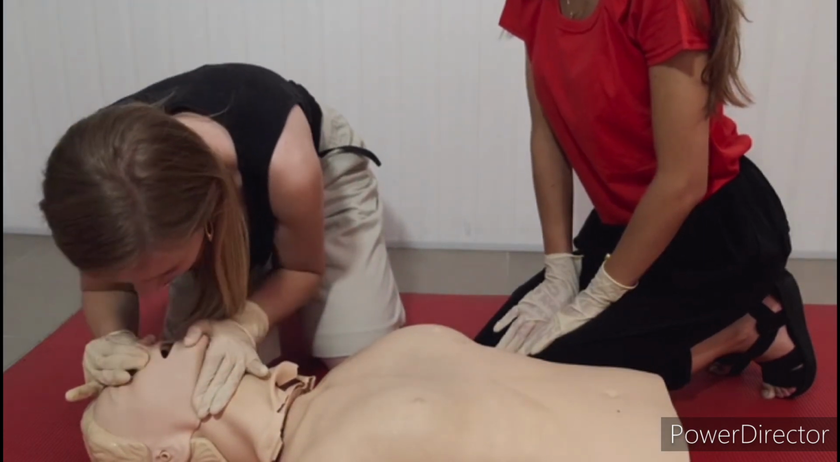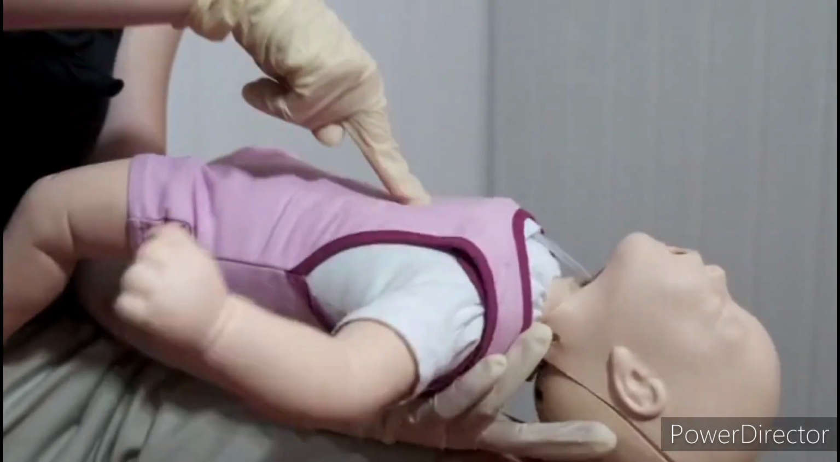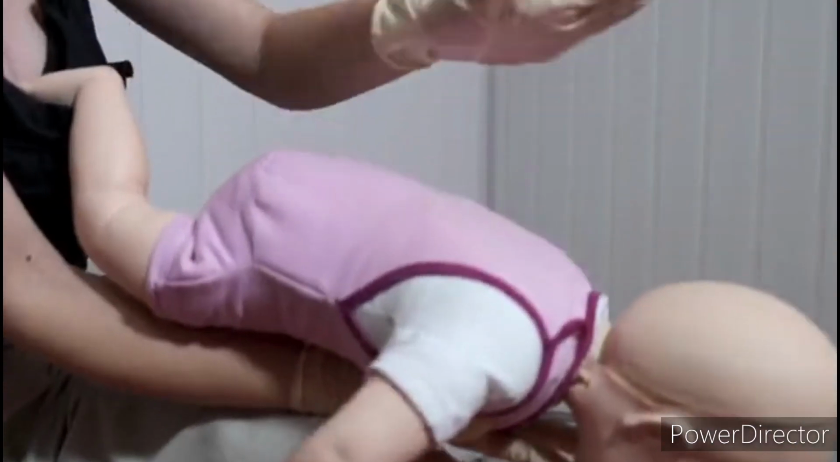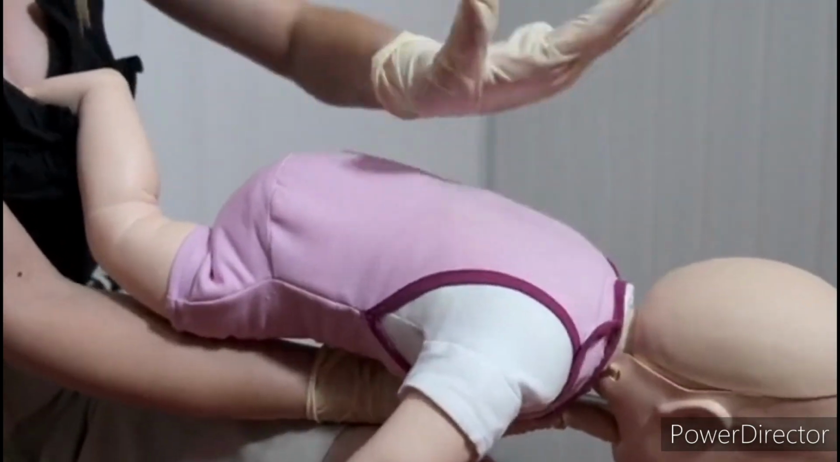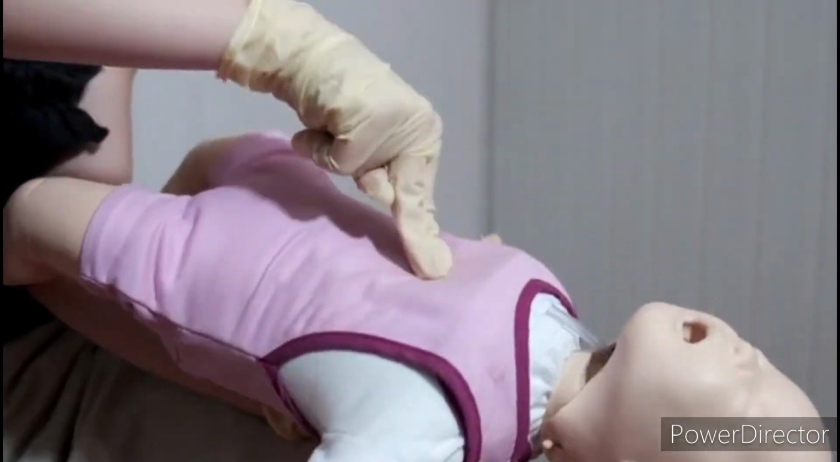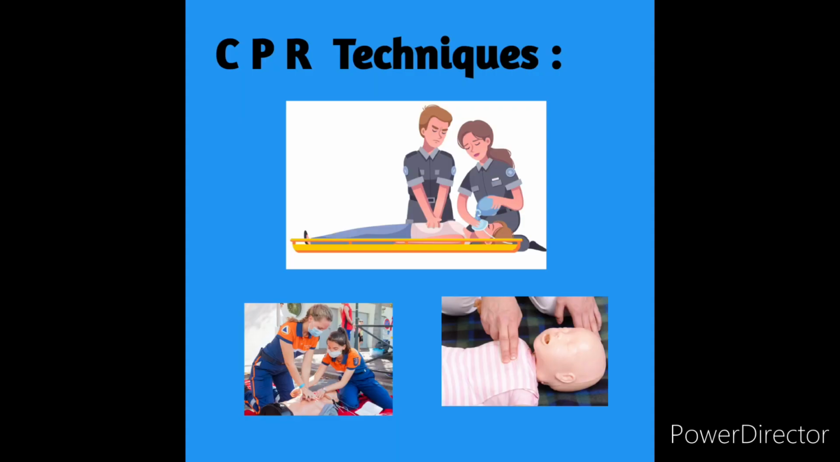These are all the clips in adults. Now we are seeing children. In children, we have to give compressions with one hand. In infants, we have to give compressions with two fingers, the index and middle finger. In adults the depth is 5 cm, in children 4 cm, and in neonates 3 cm.